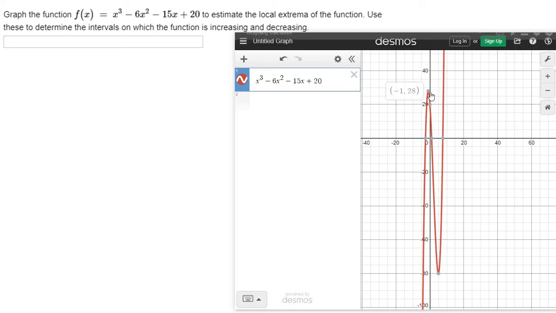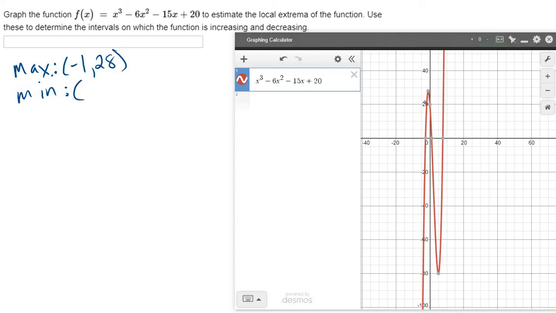So let me label these over here on the side. We've got a max at, and I'm going to label the point, and that was, what was it, negative 1, 28, I think, yeah. So negative 1, 28. We have a min at, and if I just come down here, really nice, Desmos just shows it for me, 5, negative 80. And of course, the x value is where it occurs. The y value is actually the max or the min that we're looking at, but I would just go ahead and put them as coordinates.